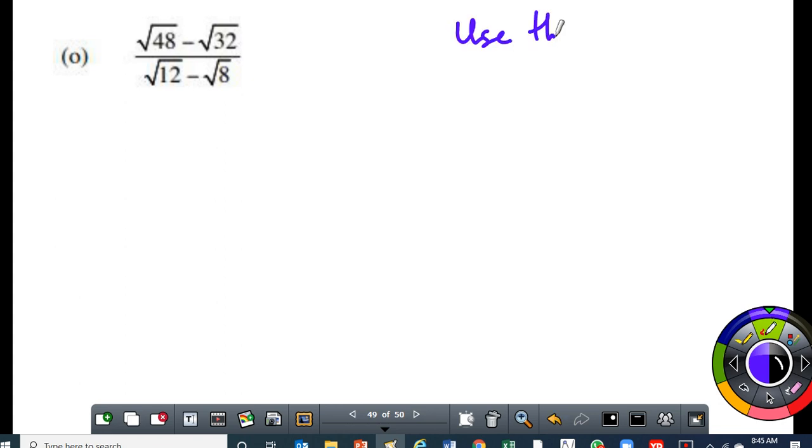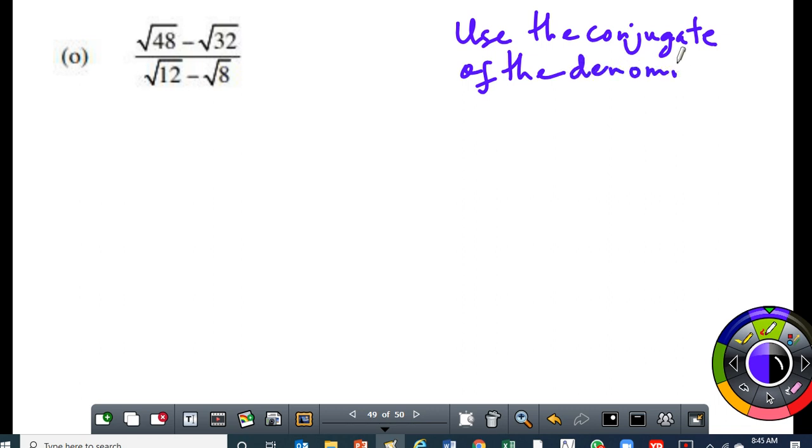Now, when you want to simplify something like this, you have to use the conjugate of the denominator. Okay? You want to simplify a rational number like this one here, which has a denominator made up of two irrational numbers. You have to simplify it by multiplying the numerator and the denominator by the conjugate of the denominator. I'm going to explain what the conjugate is. Now, use the conjugate of the denominator to simplify.